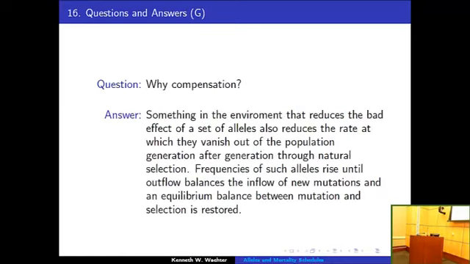On slide 16, why this compensation? Answer: something in the environment that reduces the bad effect of a set of alleles also reduces the rate at which they vanish out of the population, generation after generation, through natural selection. The frequencies of such alleles rise until outflow balances inflow, and an equilibrium balance is restored, creating regularities out of the logic of natural selection, overriding the vicissitudes of environmental settings.